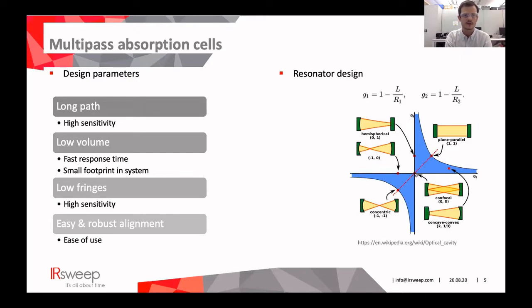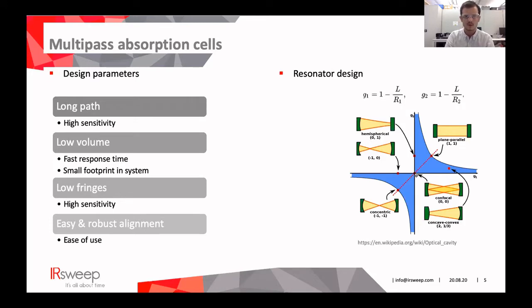The second parameter is low physical volume. That has two advantages. The first one is a fast response time, because if you have a given amount of analyte flowing through the cell, with a smaller volume you'll have faster gas exchange. And the second advantage is that if you're constructing an instrument, you want a small footprint for the system.